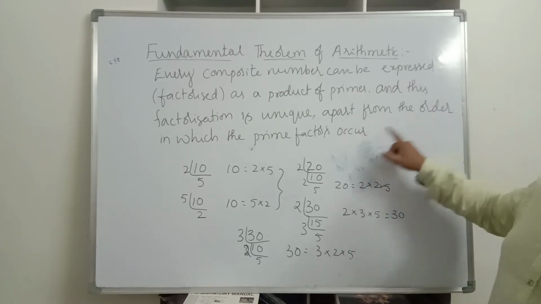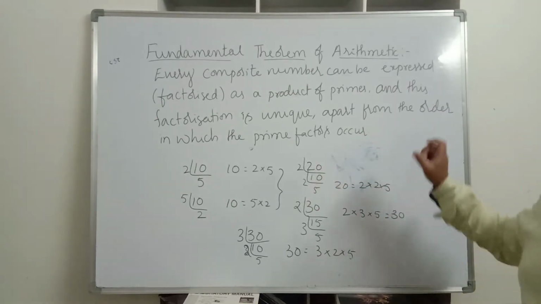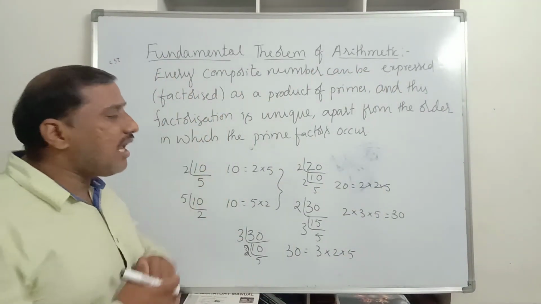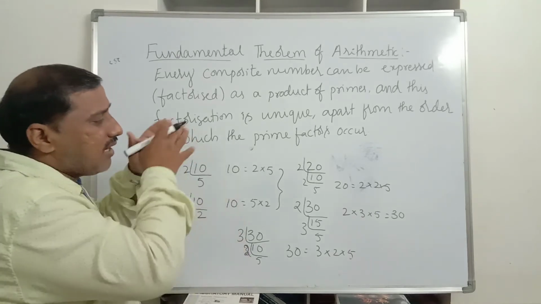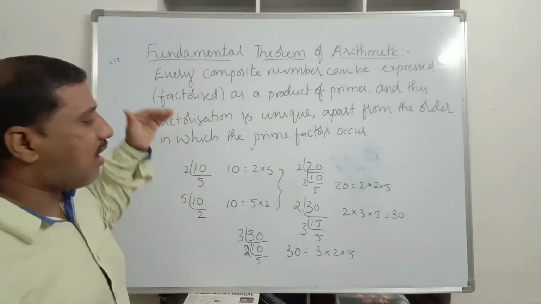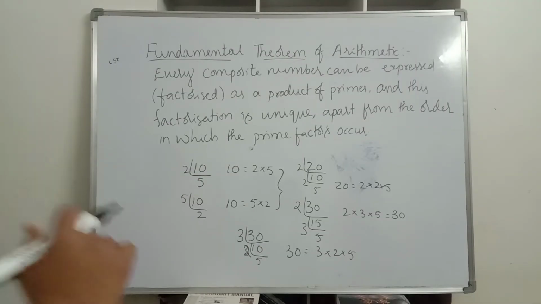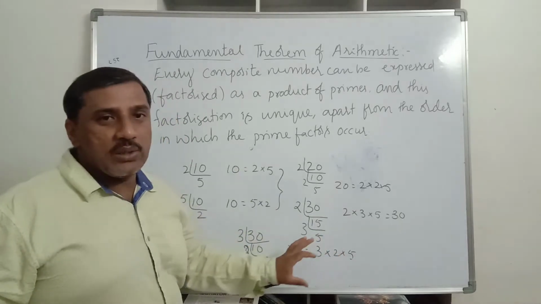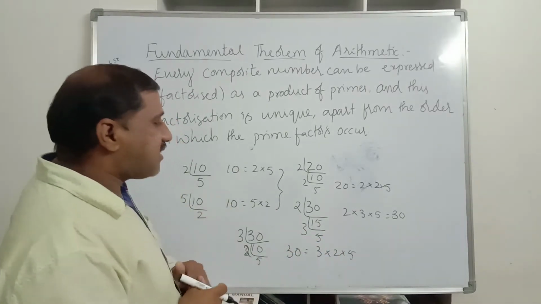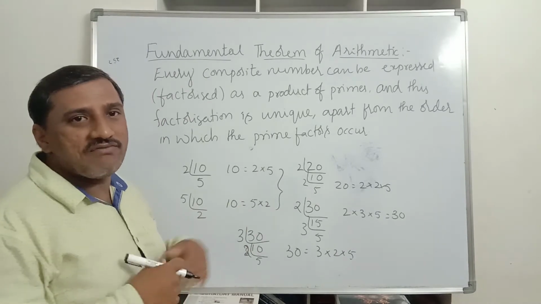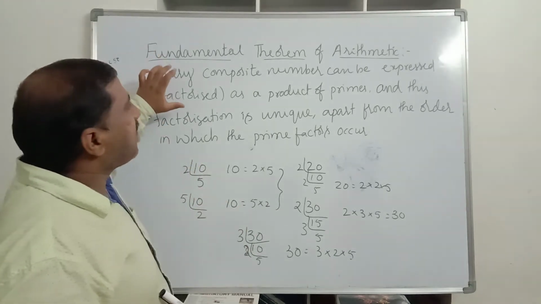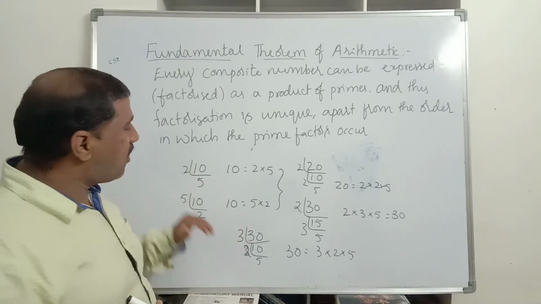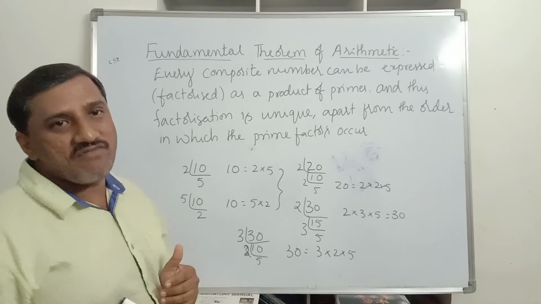See, apart from the order in which the prime factors occur, it can be factorized or expressed in a unique way, that is, in only one way. It means the prime factors will be the same, however you find them. The prime factors of 30 are 2 into 3 into 5 or 3 into 2 into 5. The same factors are there, just written in a different order. That theorem is known as the fundamental theorem of arithmetic. Here we are using the concept of prime factorization.